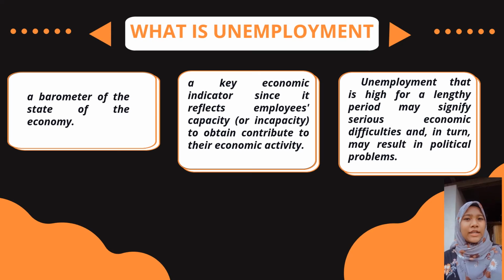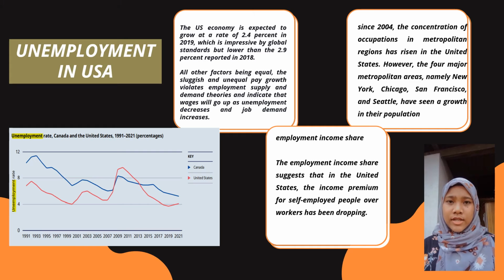Unemployment that is high for a lengthy period may signify serious economic difficulties and in turn may result in political problems. The unemployment of the United States, US. The economy of the United States had a rather good year. The US economy is expected to grow at a rate of 2.4% in 2019, which is impressive by global standards but lower than the 2.9% reported in 2018. The tax cuts' short-term economic stimulus is likely to have worn off, resulting in a slowdown in GDP growth.